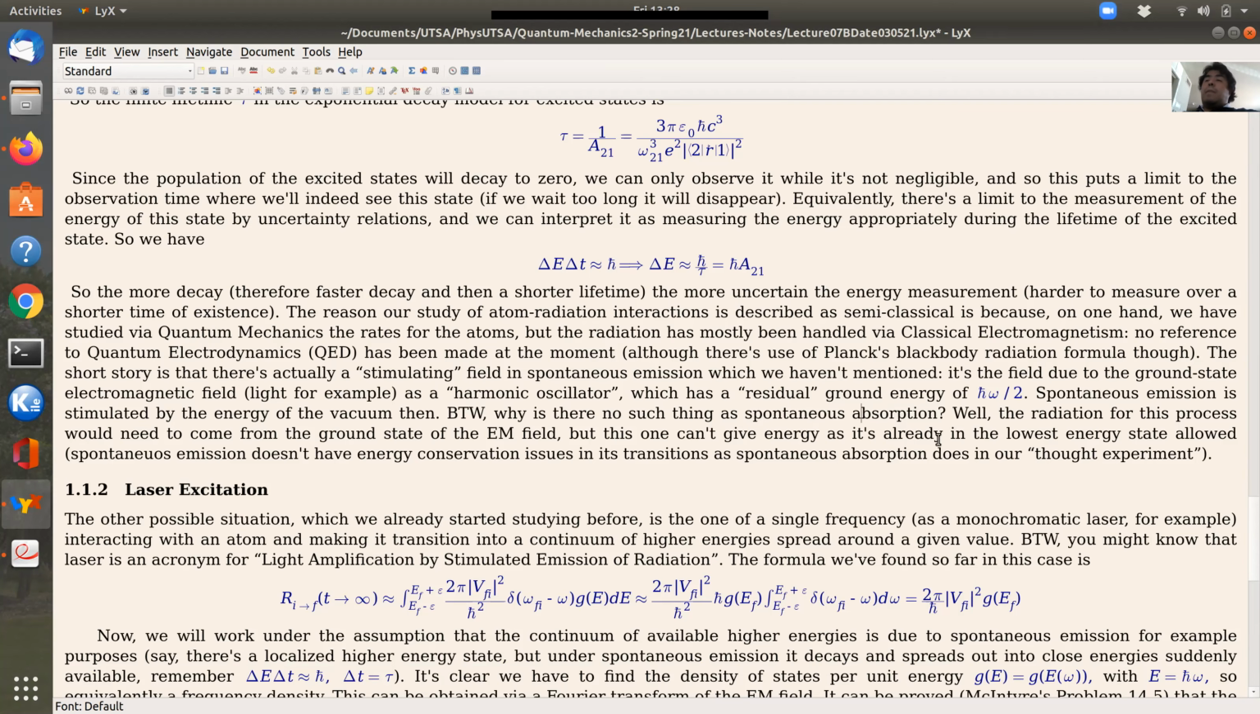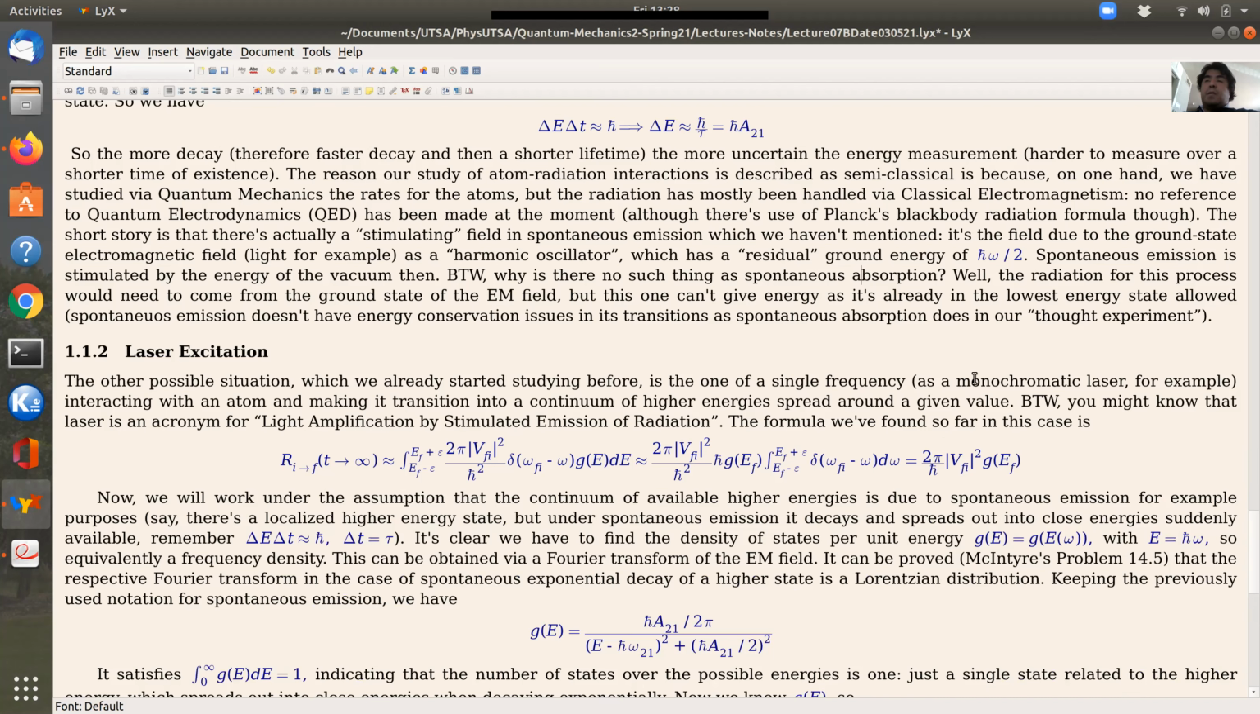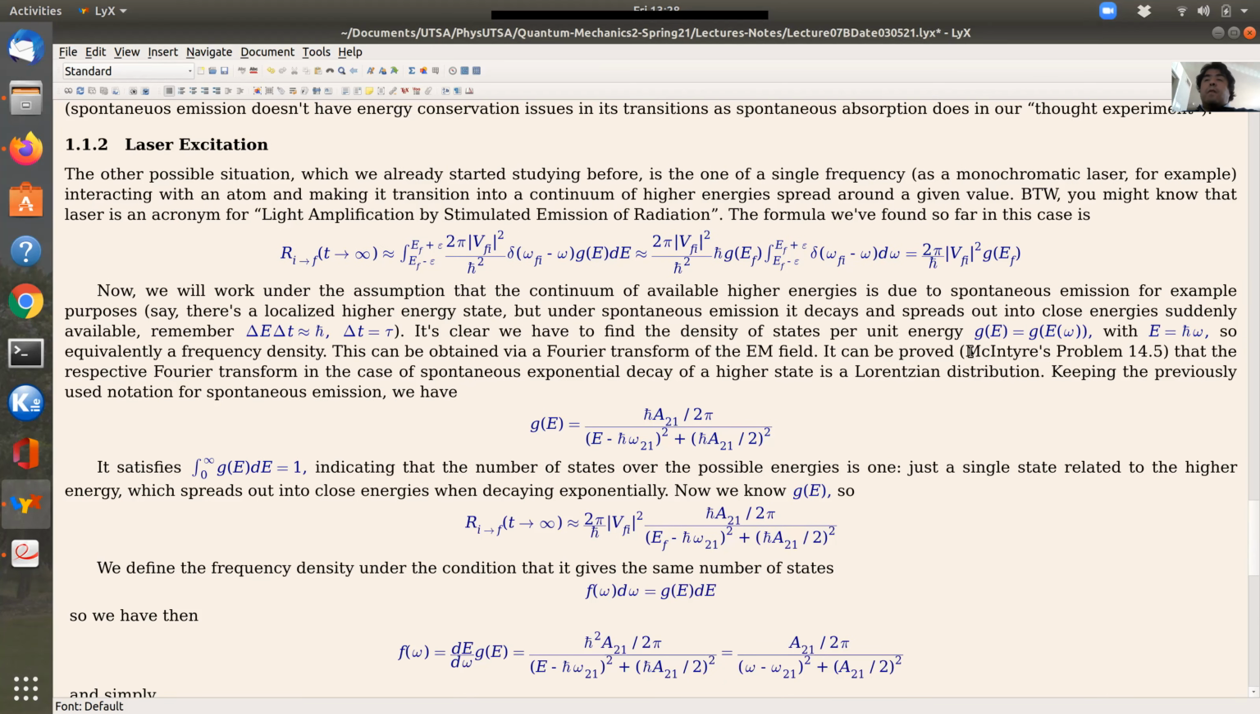So try to think about it a little bit. I'm trying to present where this spontaneous emission process is coming from. Okay, so one last comment. It's related to the other possible situation that we commented on at the beginning, which is laser excitation, in the sense that you might have a single frequency, as in a laser, but the final state is not a single one, but basically a span of energies around a main state, right?